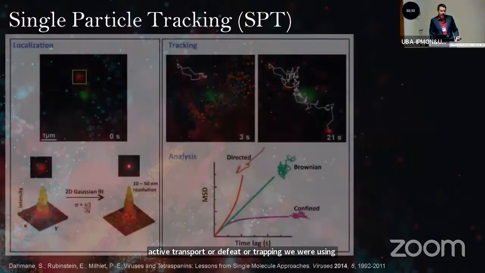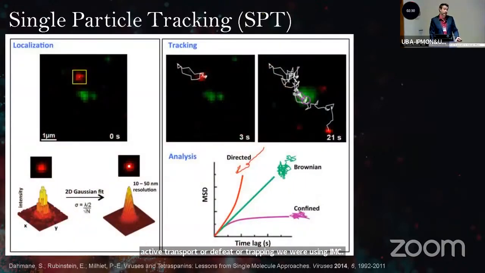Now, single particle tracking was also mentioned before, and it's another way that you can get the movement of biological samples.